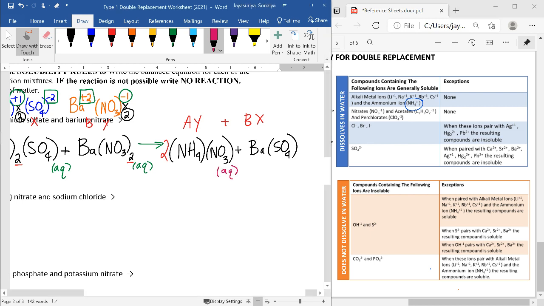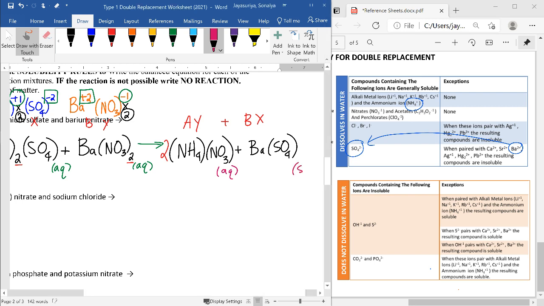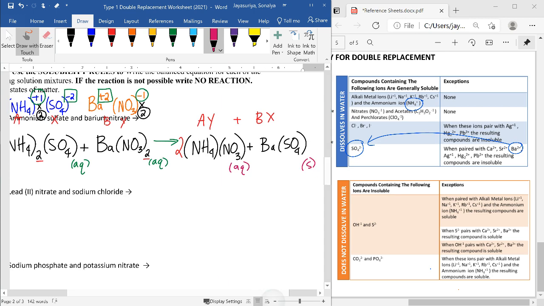Now we gotta look for barium. I don't see barium on the left of any of the blue or orange table rows. So I look for sulfate. I found sulfate right there. Sulfate is in the table where most things dissolve, and we have to check if barium is an exception, and it is. Barium stops sulfate from dissolving, therefore barium sulfate is my solid. Okay? Left to right is how you're reading your table.